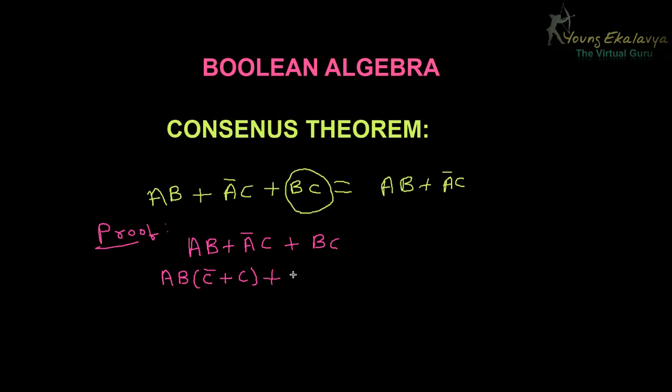And now in a similar fashion we will take it here also. So what is the missing variable here? It is B. So take it in this way. Repeat it here also.